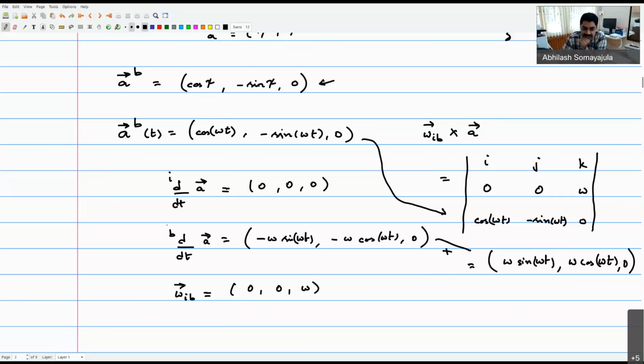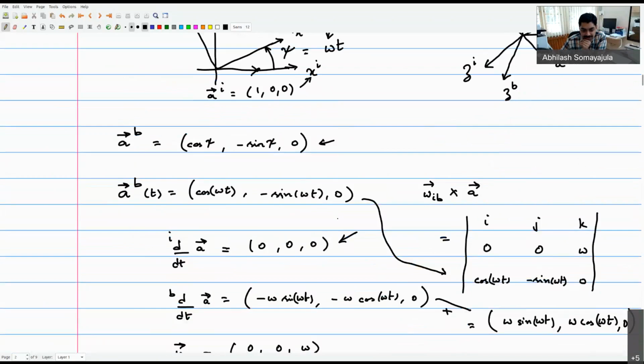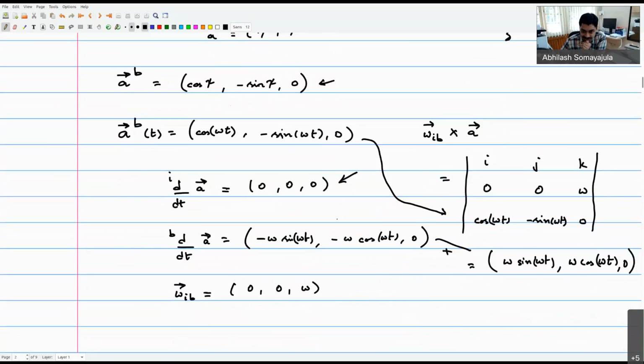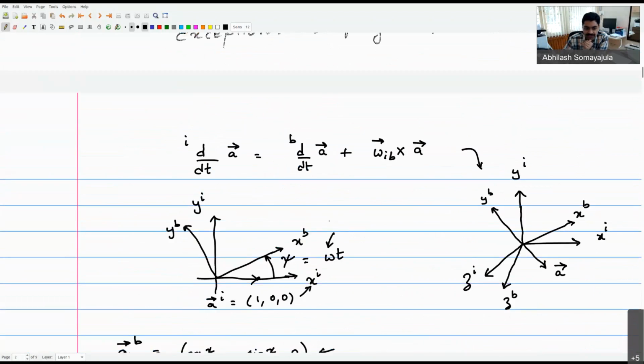So this indicates that if I take the derivative in the body fixed frame and add it to omega IB cross A in the body fixed frame, I should get the same derivative as in the inertial frame. Now this is not a real proof because I have considered only an example, but it can be argued that the same thing occurs and the formula is valid even for a generic three-dimensional rotation.